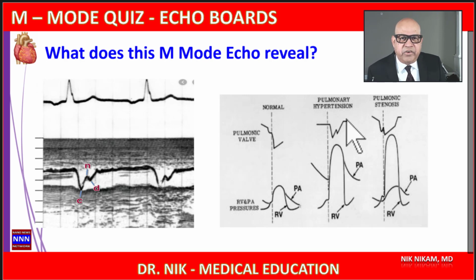However, if you have a patient with pulmonic stenosis, please note there is a deep dip here and there's a notch in the early phase of the valve opening, as opposed to the latter phase of the valve opening in pulmonary hypertension. So you need to keep these two diagrams in your brain, so you will be able to differentiate between pulmonary hypertension and pulmonic stenosis.